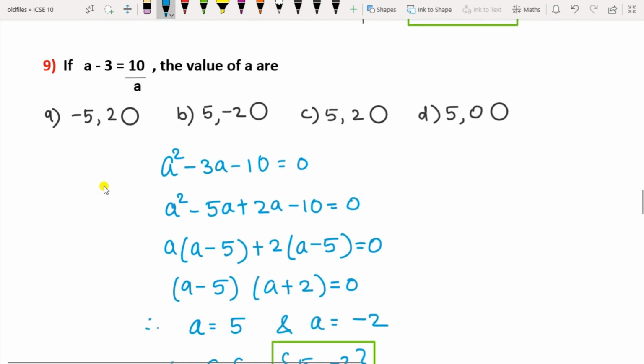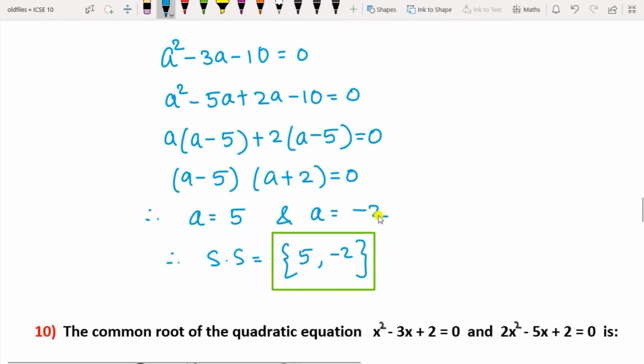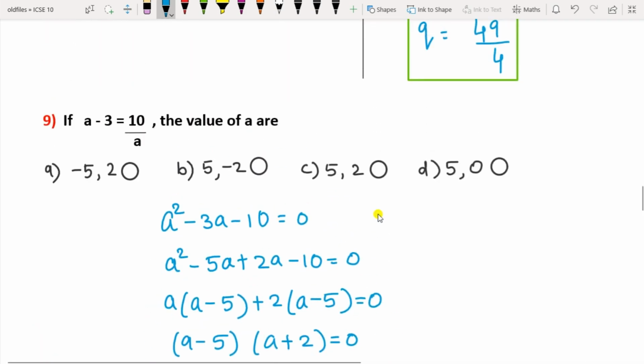Question 9 here is, if a minus 3 is 10 by a, the value of a. So convert this equation into quadratic form. Now factorize it. Okay. So a equal to 5 and b equal to minus 2. That's what you get. So a is minus 5 or a is 5 and b is minus 2 here. So the correct option is B.